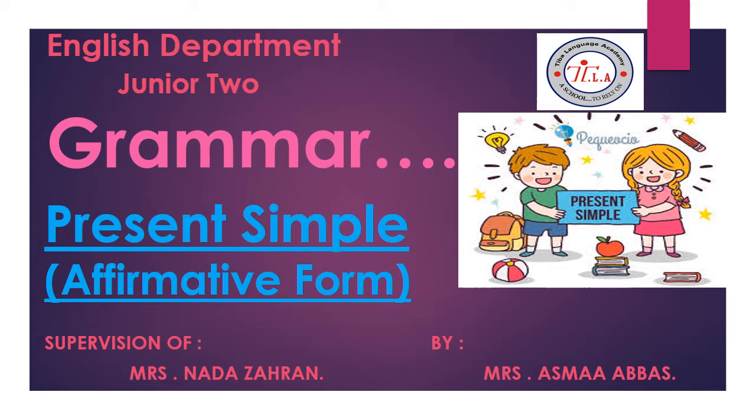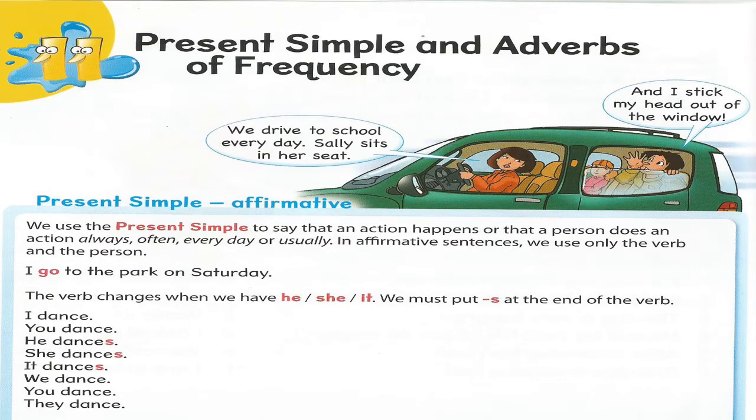Our lesson for today is a grammar lesson called present simple tense. Present simple tense, in which form, Junior 2? In affirmative form. So our lesson for today is present simple tense in affirmative form. We are now in our grammar book, Unit 11, which is called present simple and adverbs of frequency.